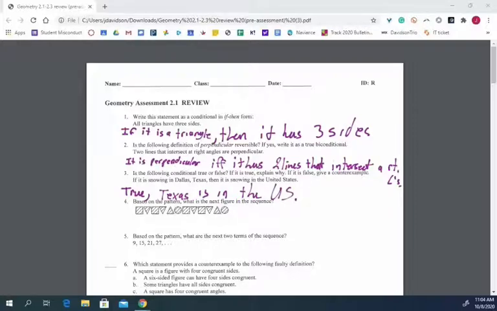Based on the pattern, what is the next figure in the sequence? Square, triangle, upside down triangle, right side up triangle, circle, square, upside down triangle. Square. You're thinking square, huh? So it goes, again, square, upside down, right side up, circle. All right, sounds like it's a square.